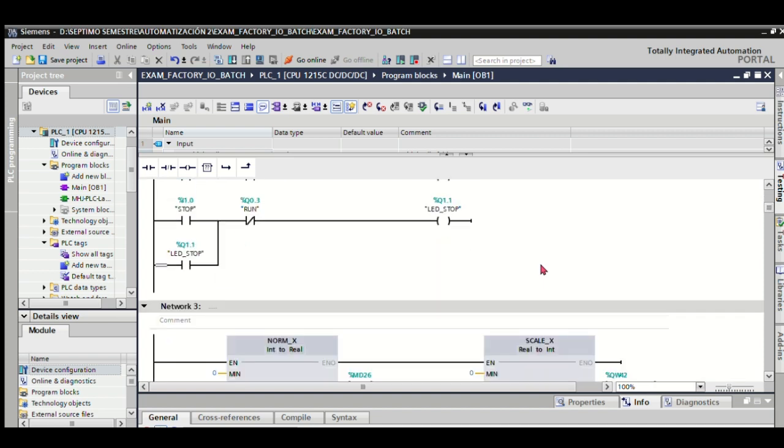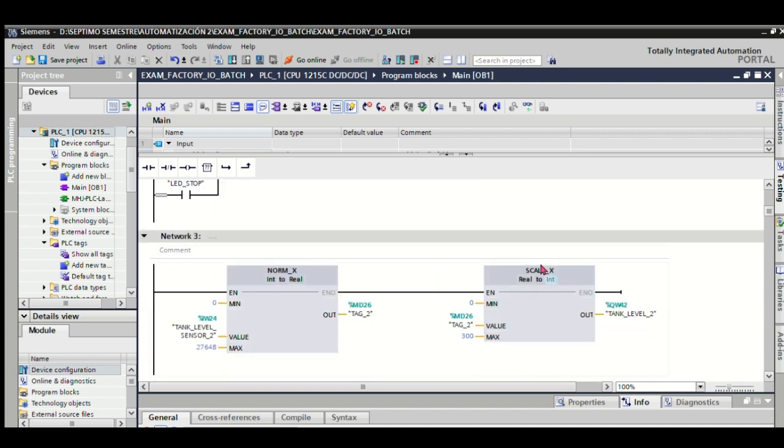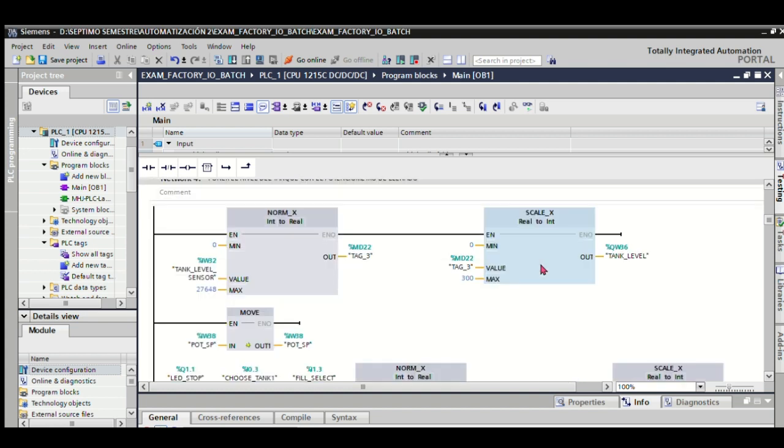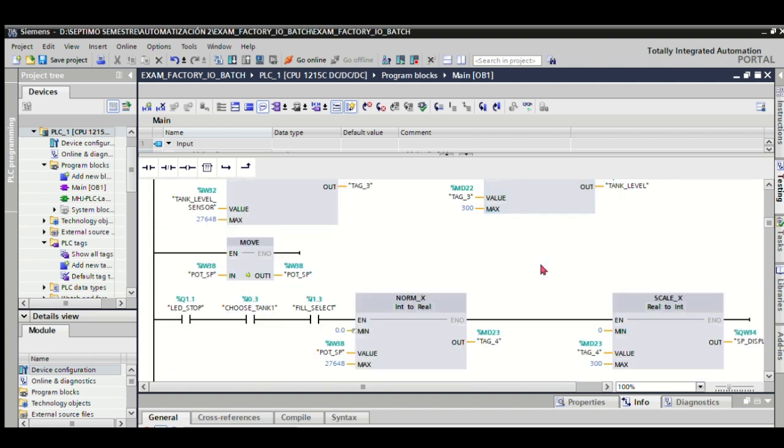In Network 3, the optimization for the level of tank 2 is done so that the filling values range from 0 to 300 and can be displayed on a screen. In Network 4, normalization and scaling are done for the level of tank 1, just as for tank 2.